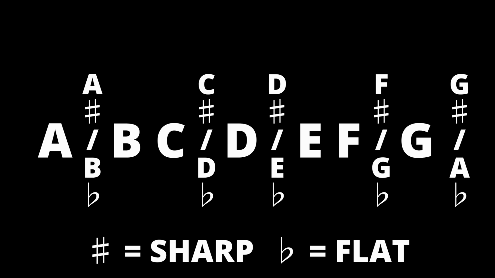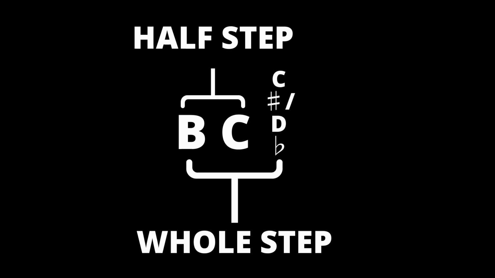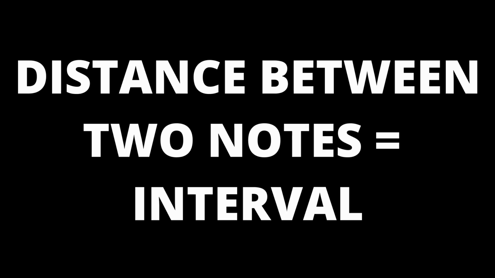There are 12 notes in Western music. The distance between each of these notes is called a half step or semitone. If we travel twice this distance, it is called a whole step or tone. The distance between 2 notes is also known as an interval. Intervals allow you to describe distances bigger than a whole step. If you'd like to learn more about intervals, then check out our video in the description.